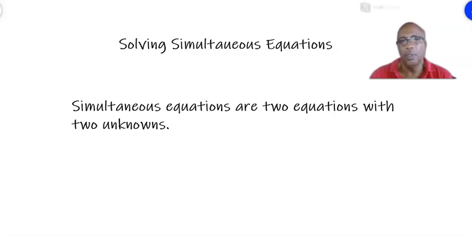We are continuing with basic algebra, and in this video we look at how we solve simultaneous equations. Now, simultaneous equations are two equations with two unknowns. And so to solve simultaneous equations, we must find the value of each of the unknowns. The examples will explain better.